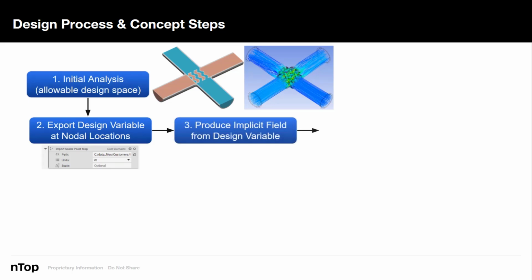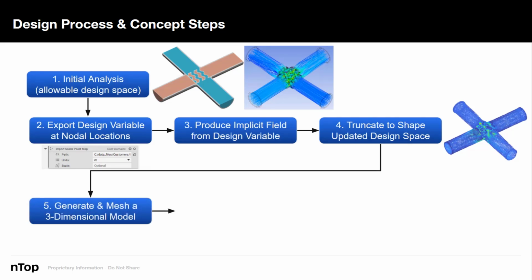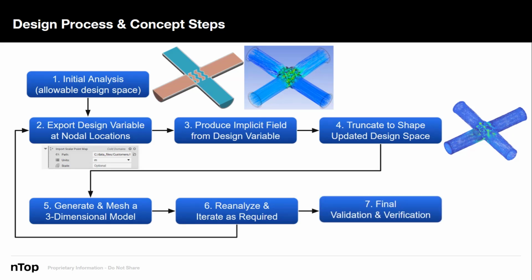We transform this data set into an implicit field that can begin to influence our design. We truncate this data set, let's say by removing regions of low velocity or pressure. We then generate and mesh a three-dimensional representation of this reshaped field. This new geometry, informed by our CFD, is then reevaluated either for continued iterations or eventually a final validation and verification. Our goal is to utilize CFD early in the design process.